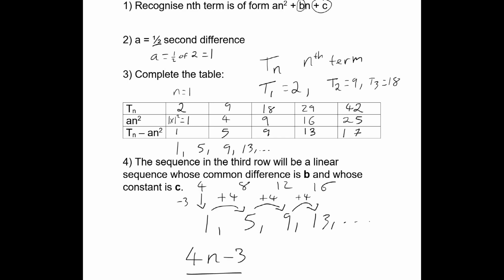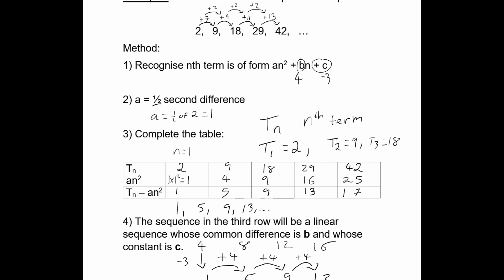So we can say that b is 4, because that's the number by the n. And we can say c is minus 3. Finally, this gives us the nth term of the quadratic sequence as an squared plus bn plus c. a is 1, so we have n squared. b was 4, so we have n squared plus 4n, and then c was minus 3, so minus 3. So that is the nth term of the sequence which we started with.